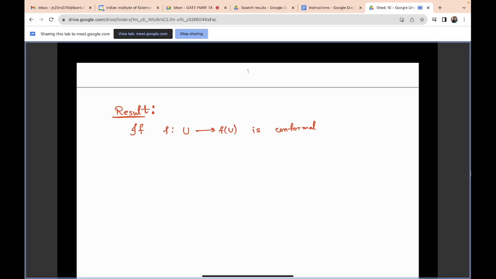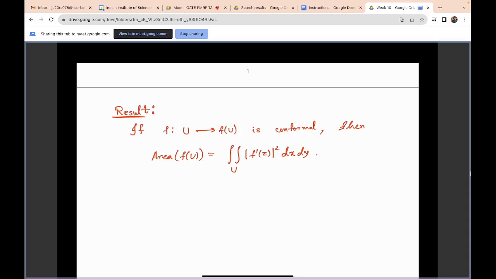So suppose f is conformal, then the area of f(U) is basically given by the integration over U of mod f dash z whole square dx dy. Okay, so this is the area formula.